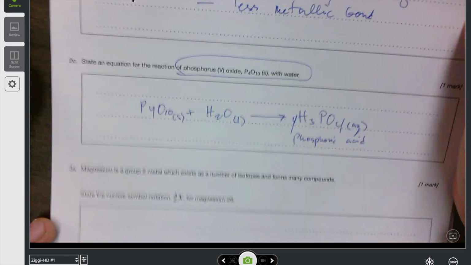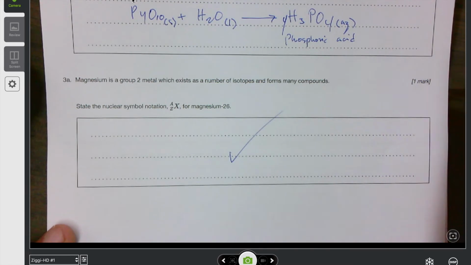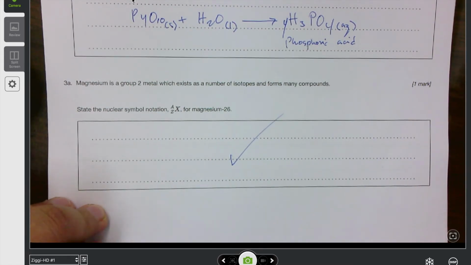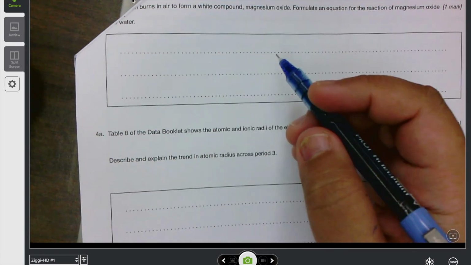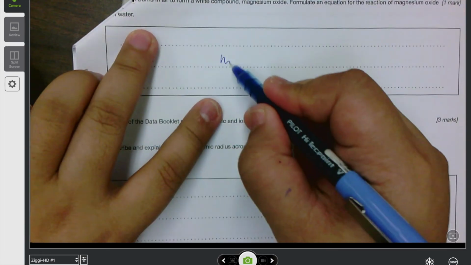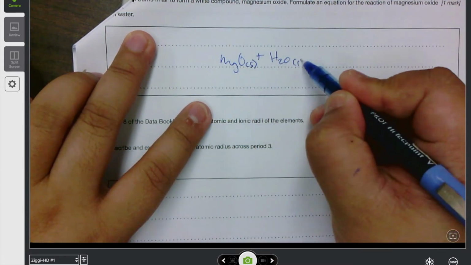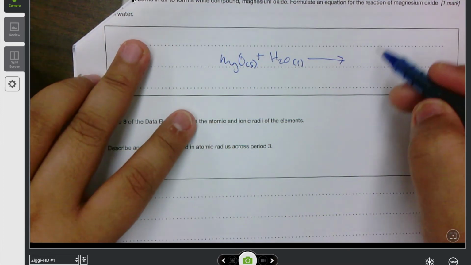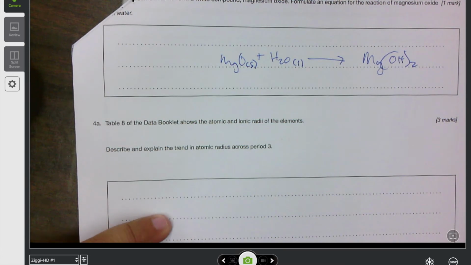Okay. Everybody got this correct. Let's look at formulation of equation again. So we have MgO in water. You know this is solid. It's liquid. And you know it forms a base. So magnesium hydroxide. Is this balanced? Seems balanced.